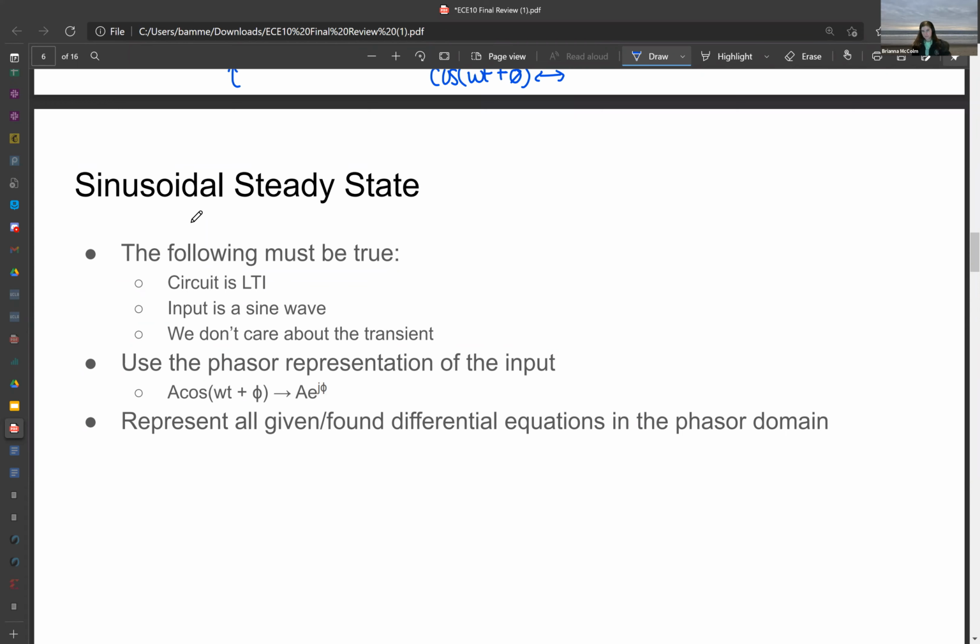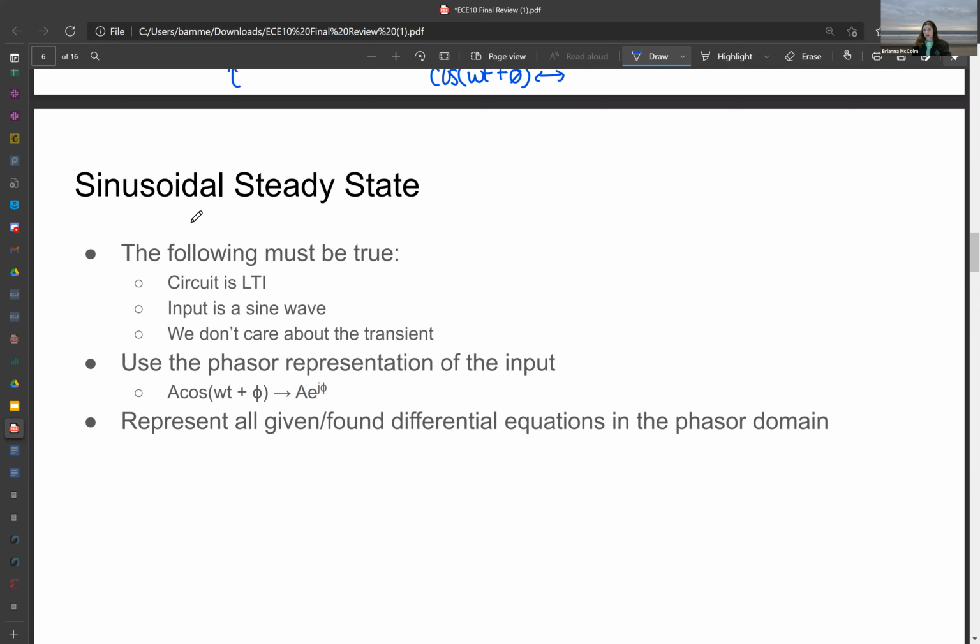So that means that when you apply this technique, the circuit must be LTI. The input must be a sinusoidal input or tone, so that's going to be a sine or a cosine wave. And you're not going to be able to figure out any information about the transient behavior from this technique. So it's going to be important that you don't really care about what happens to the transient.